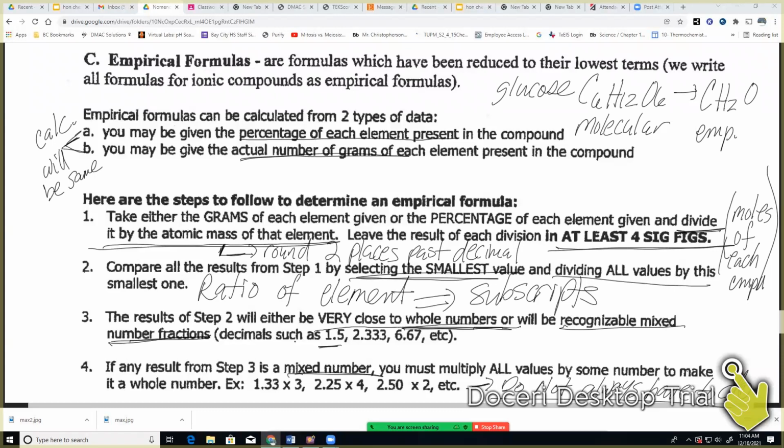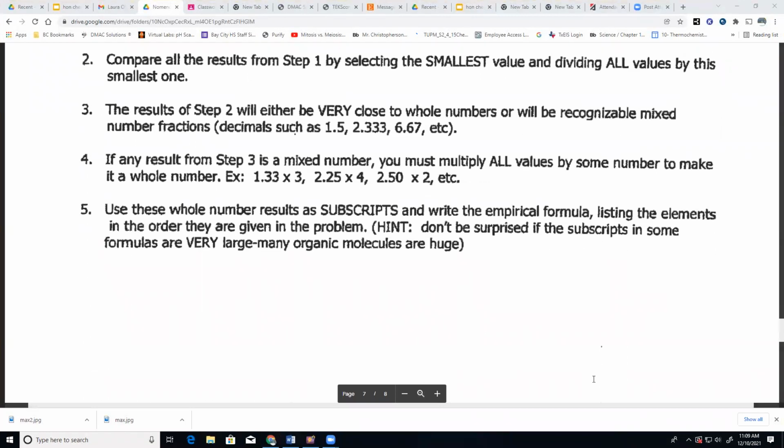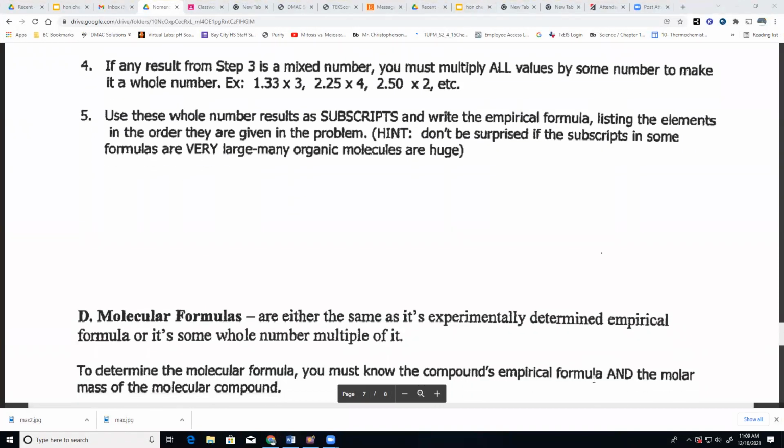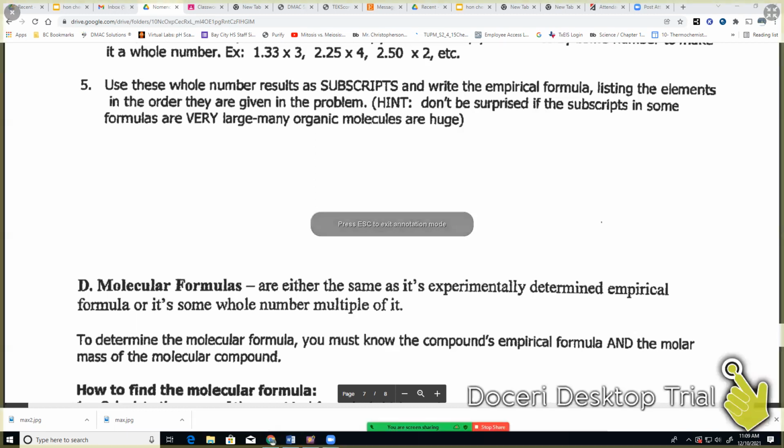All right. And then our last step is we're going to take those whole numbers that we figured out and they become the subscripts for our elements. So just take the elements and list them in the order that they were given and apply the subscripts that you have figured out, and that will become your empirical formula. And for organic compounds, you may end up sometimes with some molecules that are really large, which would mean you would have very large subscripts.